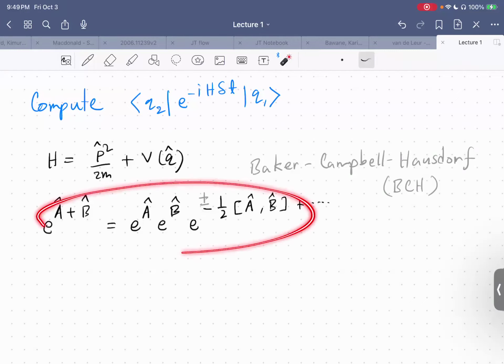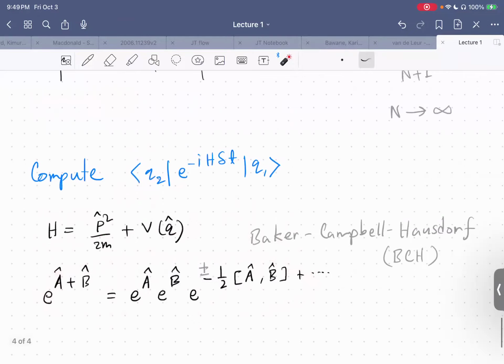So we want to apply this formula to this operator when it looks like this, a sum of two operators, right? One is going to be our A and the other is going to be our B. Here, we are going to utilize the fact that this delta t is extremely small. So it's not just e to the power H that we are expanding, we are expanding e to the power H times delta t.